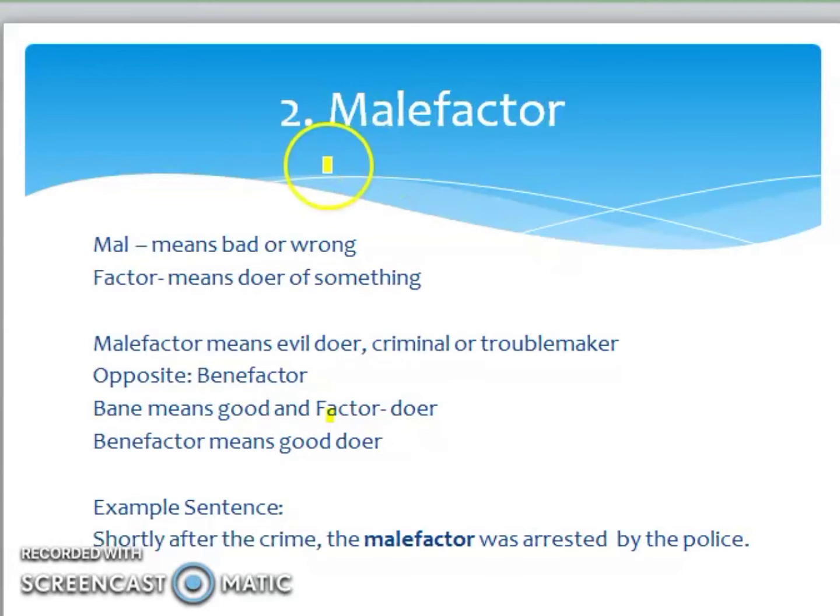One other technique could be that you learn vocabulary by getting the synonym and antonym. So malfactor: evildoer, and benefactor: good doer. Example: shortly after the crime, the malfactor was arrested by the police, right? So what is malfactor? Evildoer, wrongdoer, bad doer, right?